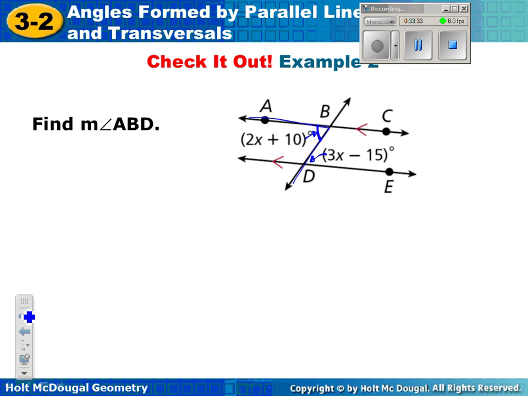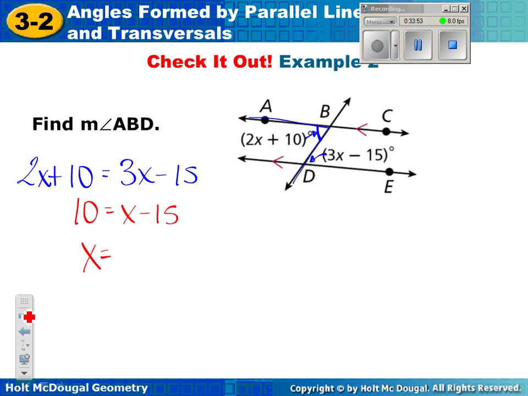Okay, and so the alternate interior angle theorem says what's true about them? They're congruent. So 2x plus 10 should equal 3x minus 15. Solve for x. Subtract 2x. So 10 equals x minus 15. Add 15, and what is x? 25. Is that our answer?